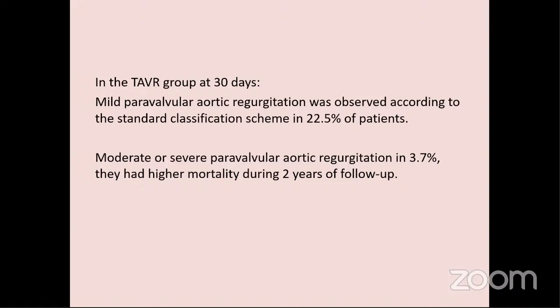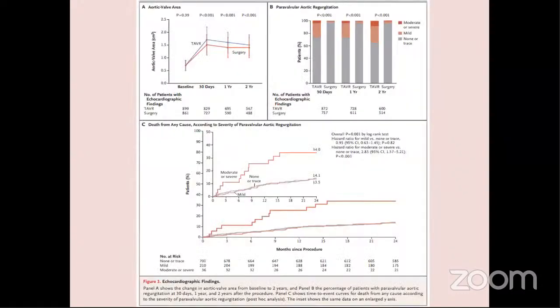paravalvular aortic regurg were greater after the TAVR than after the surgery. In the TAVR group at 30 days, mild paravalvular aortic regurg was observed according to the standard classification in 22% of the patients. Moderate to severe paravalvular aortic regurg in 3.7. They had high mortality during the 2 years of follow-up. This is very important to know.